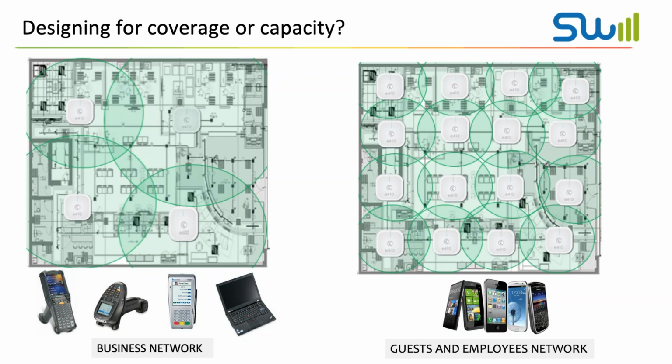On the right-hand side, we've got the guest or employee networks where, depending on the environment, if there's a busy time or busy event like a Black Friday or a Boxing Day, you may have a lot more customers in the stores as well. So to support them on the Wi-Fi, you want to make sure that you're creating more of a capacity-based network, more access points, smaller cells, potentially decreasing the minimum data rates, and just creating enough capacity and bandwidth for them to use the Wi-Fi network.